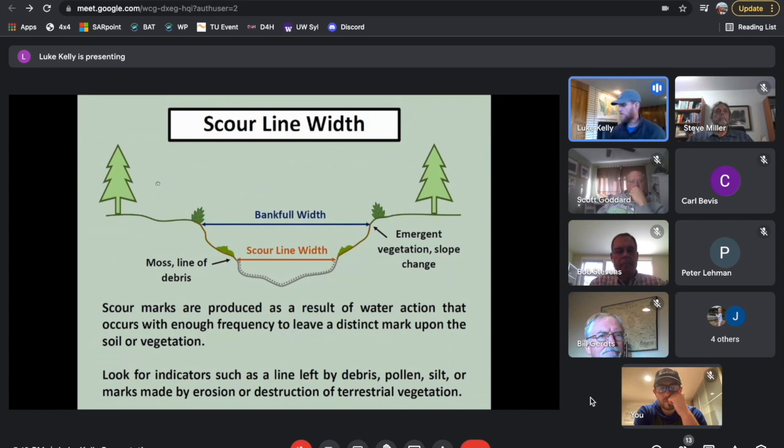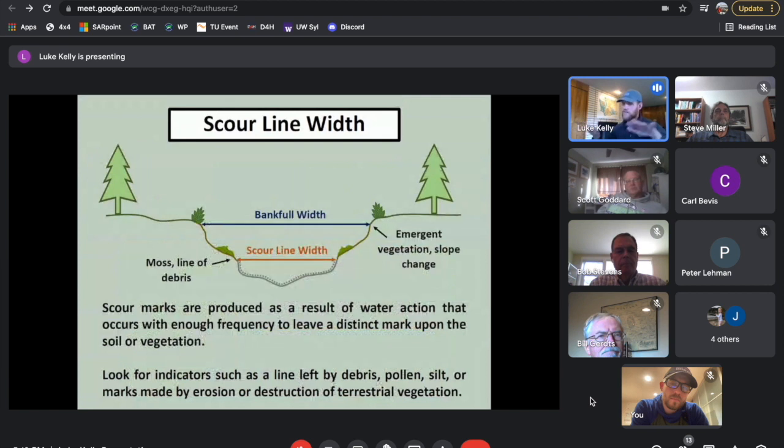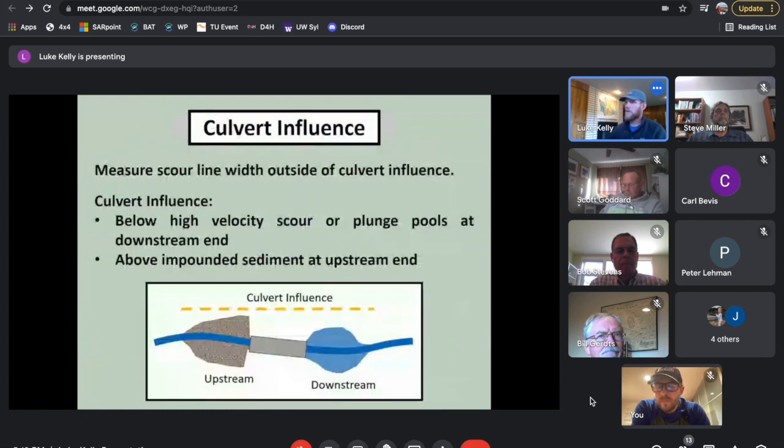Actually, that last slide, let me back up. It's important. I'd like to say this. It includes everything within the active channel where stream flow would be expected during regular seasonal high flows. So if you can imagine, if you're in Western Washington, or even if you know your stream in Eastern Washington kind of jumps its banks and floods every winter, or spring for that matter, just consider what a scour line width is. So we're talking about scour line width.